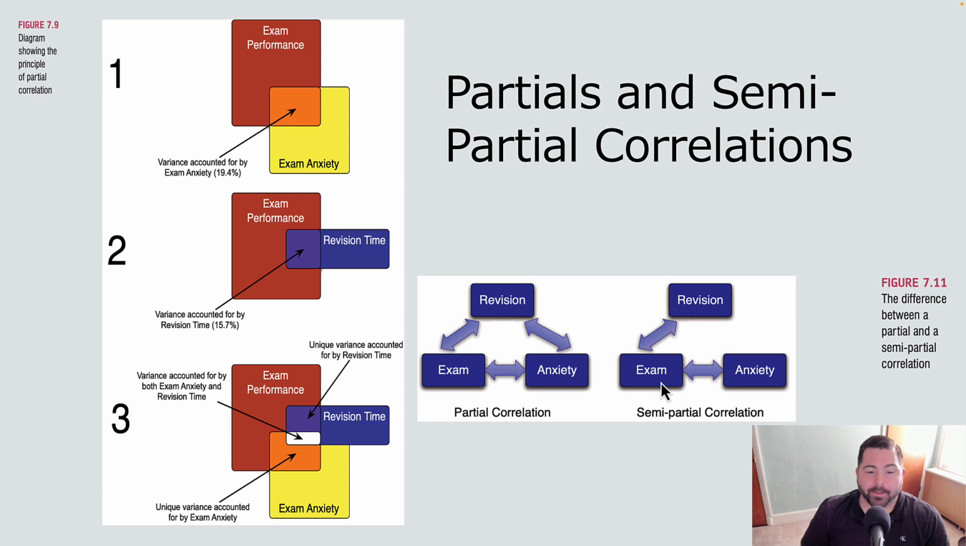So the key to doing partial and semi-partial correlations is that when we have more than one predictor in our model, we need to be able to statistically control for other predictors that might influence each other and thereby influence the degree to which those predictors can correlate with our criterion variable of interest.